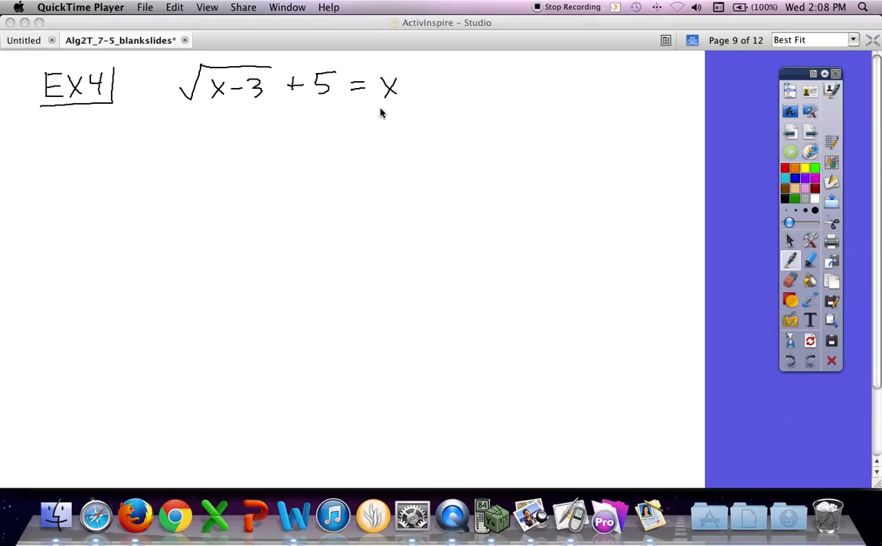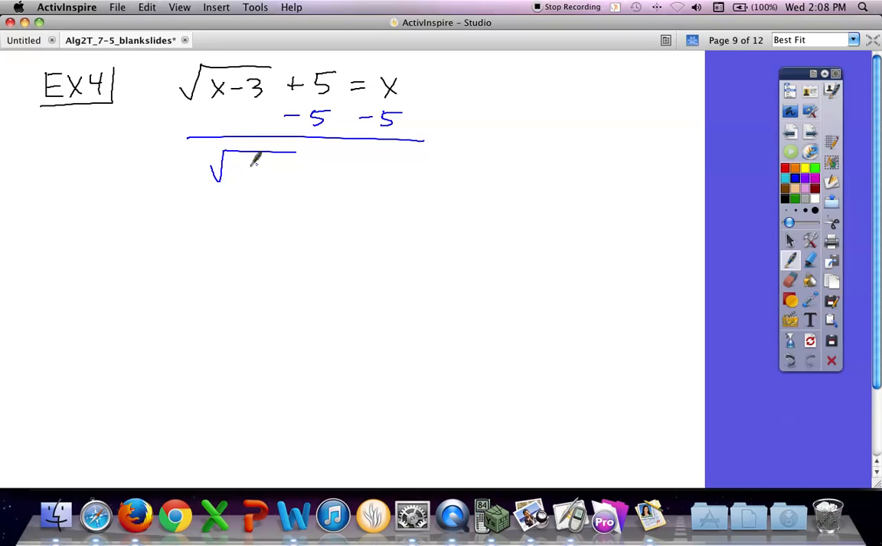First, follow the same steps. Isolate the radical. What should I do to isolate the radical? Subtract 5. So the square root of x minus 3 equals x minus 5. Okay, undo the radical. Square both sides. Okay, square, square.